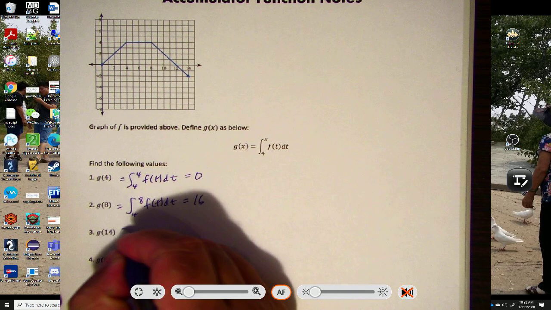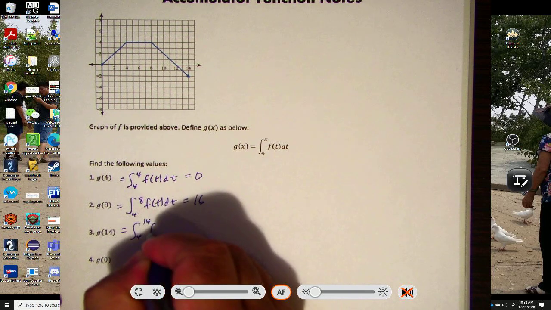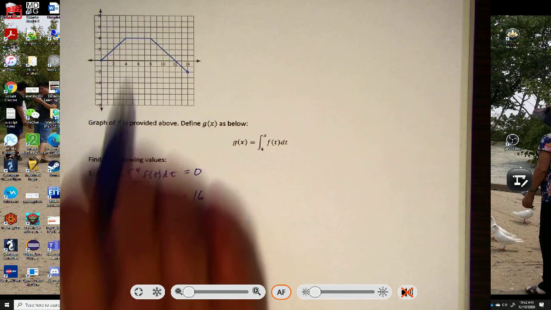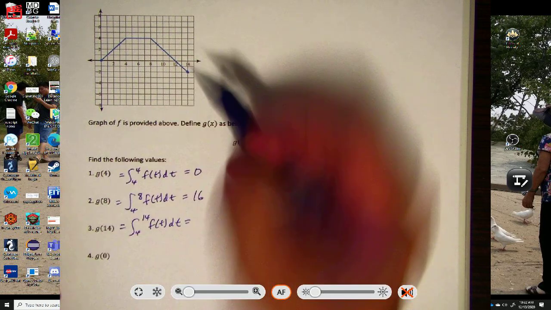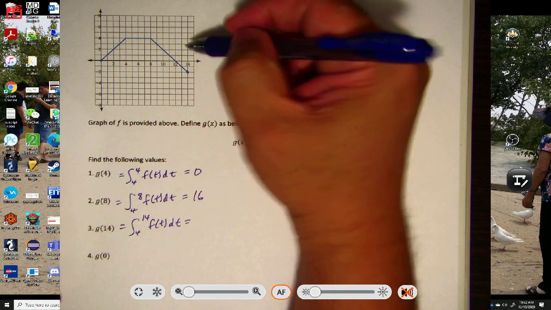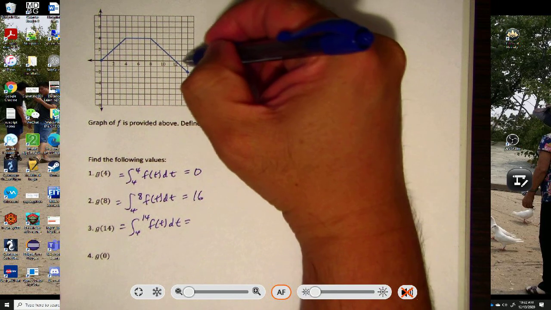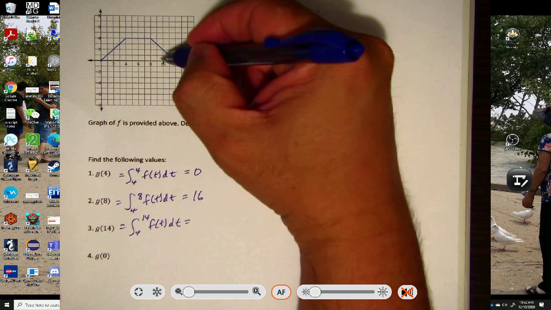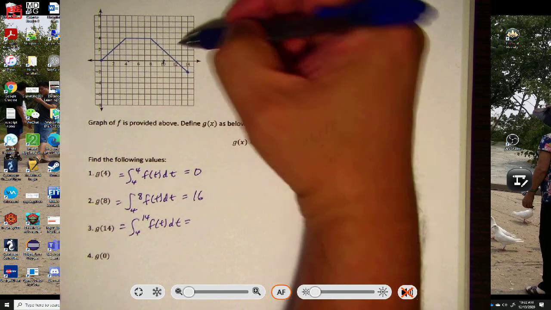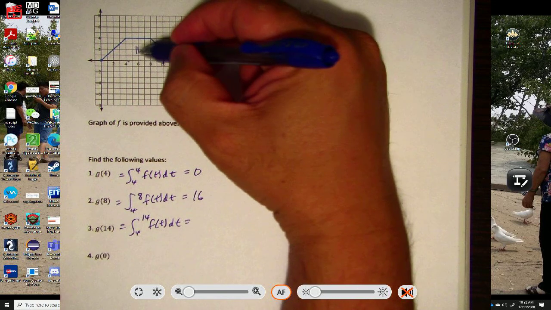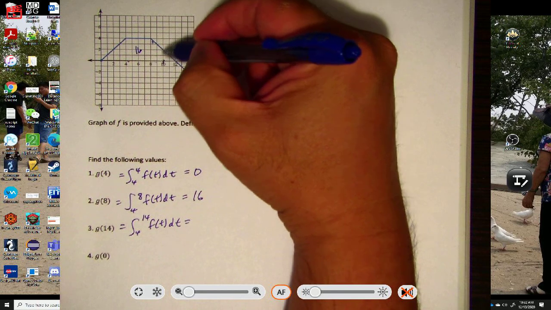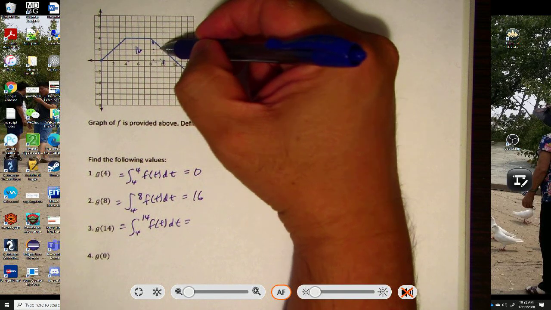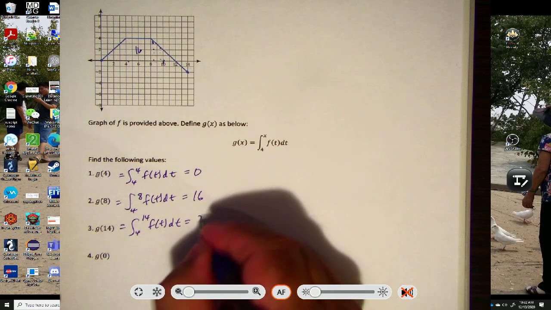G of 14 will be the integral from 4 to 14 of f of t dt. And what is that? You're starting from here and going all the way down to here. Let's check this out. This part right here is negative, so it's going to cancel with this negative over here. So let's just go up to 10, from 4 to 10. This part is 16, so all I have to do is figure out this little piece right here. I'm just going to count it: 1, 2, 3, 4, 5, and those halves together make 6. So it's 6 plus 16, or 22.